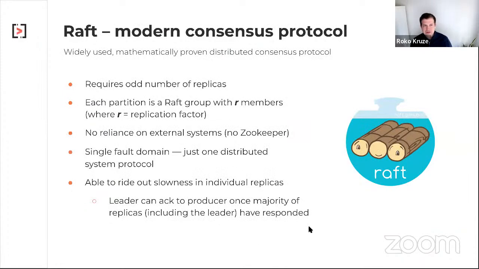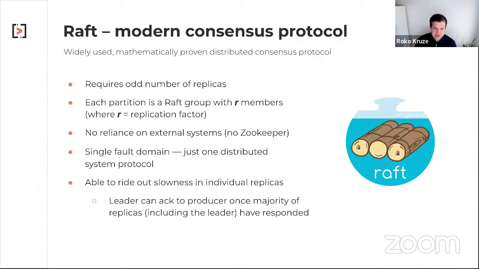I'll touch upon this really quickly. Raft is the standard consensus protocol today. A few requirements it has: it requires an odd number of replicas. For us, a partition within a topic is its own Raft group. This allows us to do membership rebalancing and things like that pretty easily within the system.